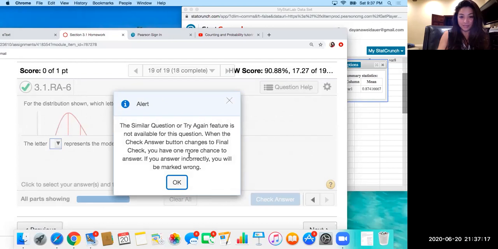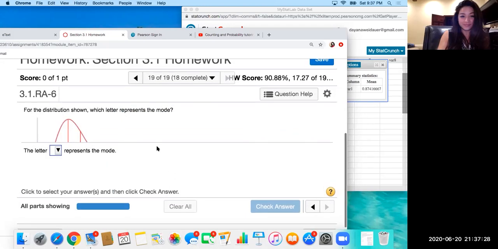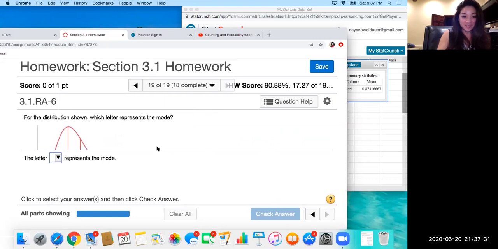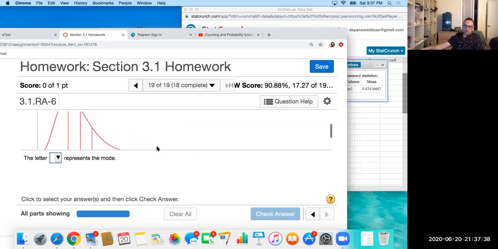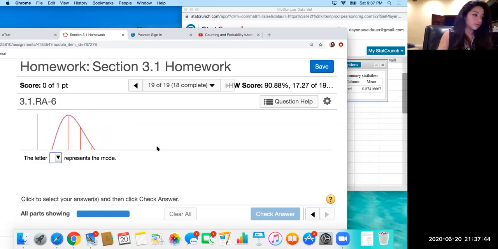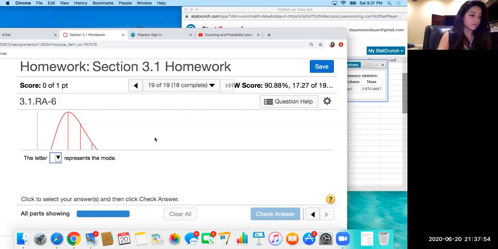One more question. Okay. This is like the final one. For the distribution shown, which letter represents the mode? The mode is A because it's at the peak. It's the value that occurs the most, so it would be at the peak of the curve, the very top of the curve.